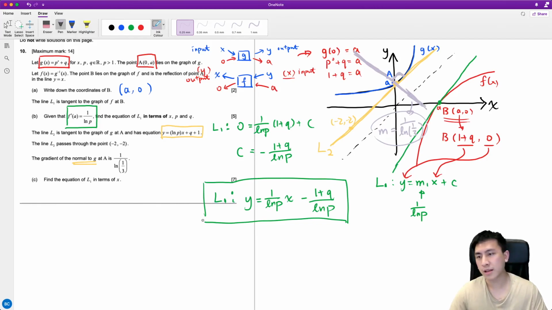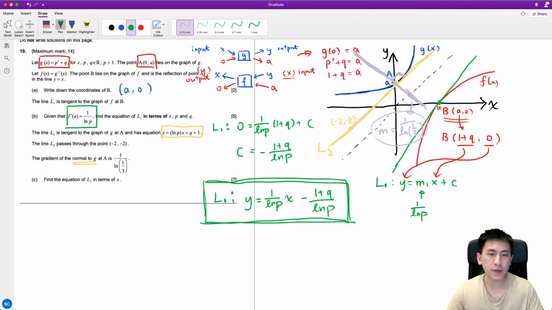Then, after all of this information, they ask us to find the equation of L1 in terms of x only. Now, remember just now in part B, we already got the equation of L1, right? But it is in terms of P, Q, and X. Now, part C asks us to simply find the equation of L1 in terms of X, meaning we have to find what is P and what is Q, right? So then we can just write them as numbers.